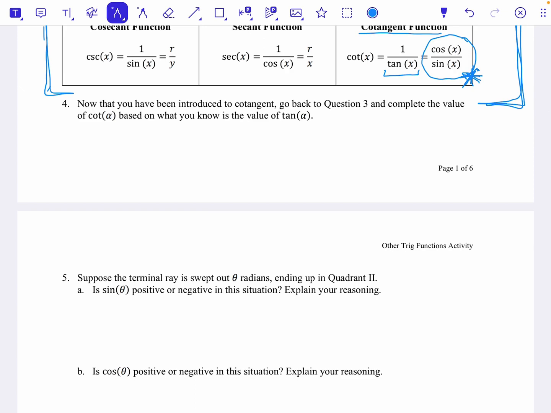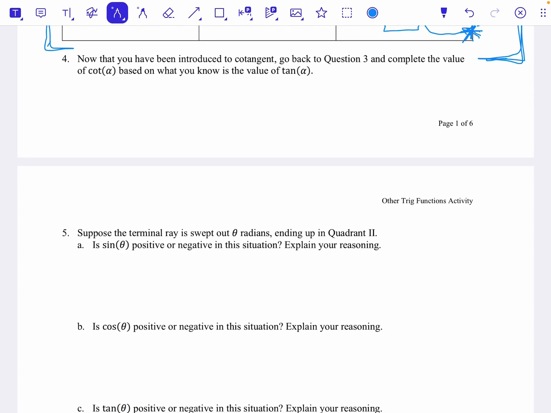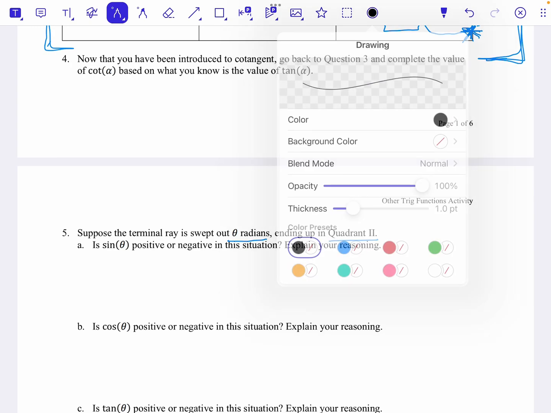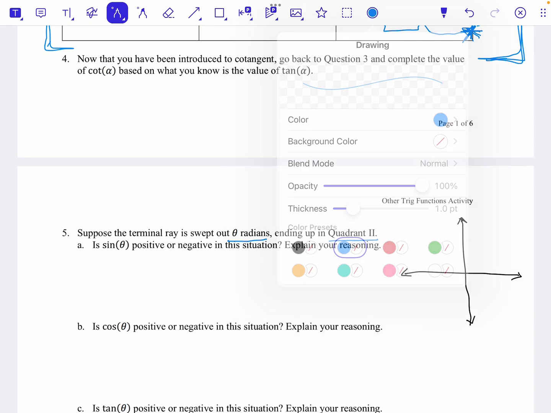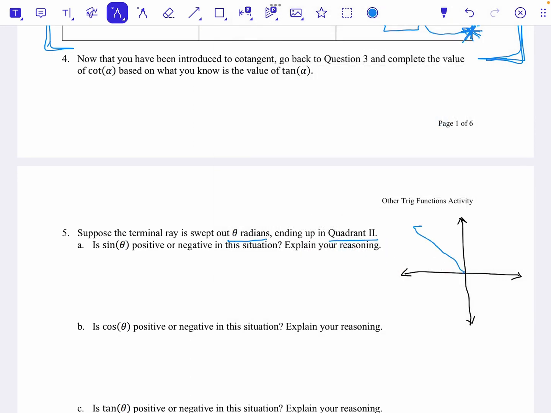We're going to be thinking about where cosecant, secant, and cotangent are positive or negative. Because, as we're learning about trig functions, we think about sine being positive in quadrants 1 and 2. So, okay, we have a terminal ray. It's swept out some unknown number of radians, and it winds up in quadrant 2. So I always like to start by drawing a little picture. Whenever I'm given something like that, it's helpful to have my quadrants. I'm going to use blue for my angle. I drew a random angle in quadrant 2. It doesn't really matter what the size is, and we're going to call that theta.